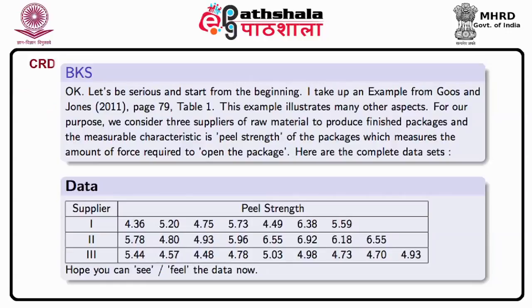As you see in the table, there are three suppliers labeled 1, 2, 3, and you see the records of the peel strength. Supplier number 1 is giving the produce for 1, 2, 3, 4, 5, 6, 7 packages, and the peel strength of these 7 packages is written in suitable units as 4.36, 5.20, etc. Like that, we have the results under supplier 2 as well as under supplier 3. I hope you can see and feel the data now.